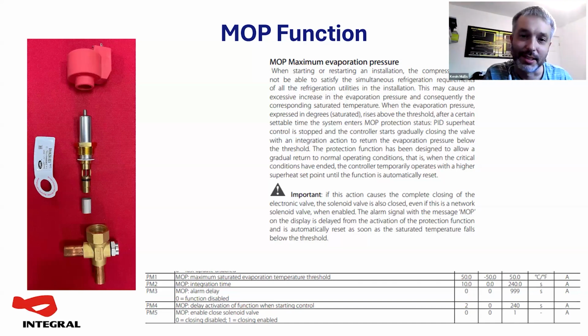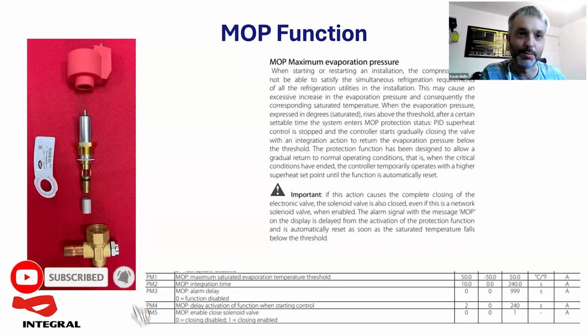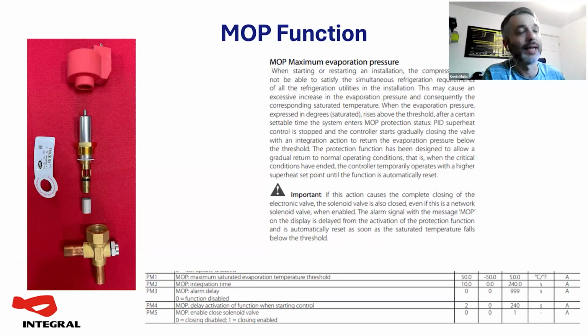Now, you can use that to your advantage, especially on CO2 when you're trying to regulate load or stop the plant venting if there's a problem, and you can't get the suction under control. But it can fight you as well. So you see the settings for MOP there. You can set that very carefully.